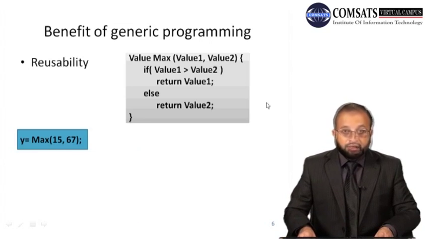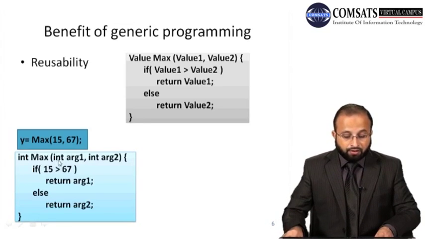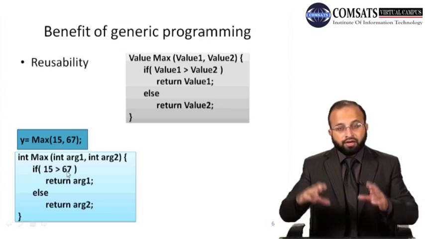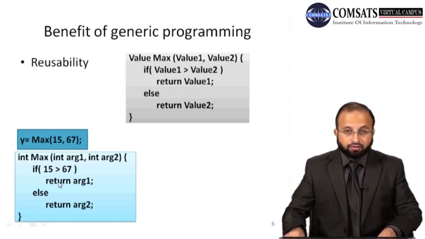Now what it does, it will create or instantiate another version of this function with integer arguments. So the first argument is an integer, the second argument is also of integer type, and then it will compare these two and return argument 1 or argument 2. So if argument 1 is greater than argument 2, here 15 or 67 should not be the values, it becomes argument 1 and argument 2. So one int version is created. Now whenever we call it with int type, this function will execute.